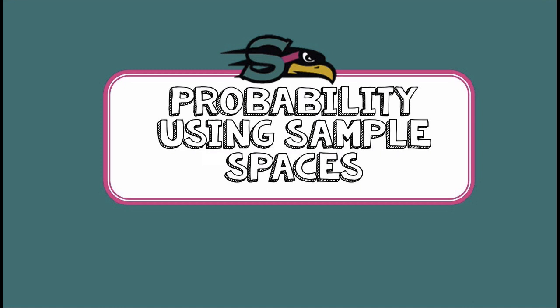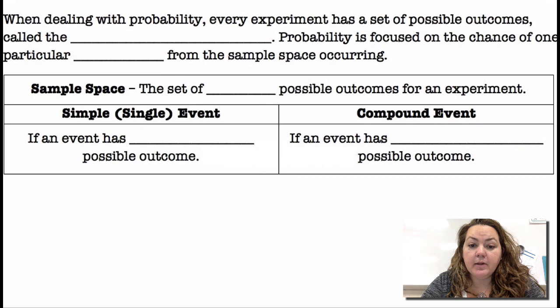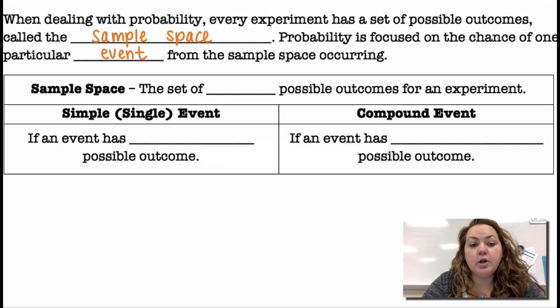So when dealing with probability, every experiment has a set of possible outcomes called the sample space. Probability is focused on the chance of one particular event from the sample space occurring. The sample space is the set of all possible outcomes for an experiment. Every single one, all the different ways it could happen. We have a simple event, which is just a single event, if an event has only one possible outcome. And we have compound events, if an event has more than one possible outcome.